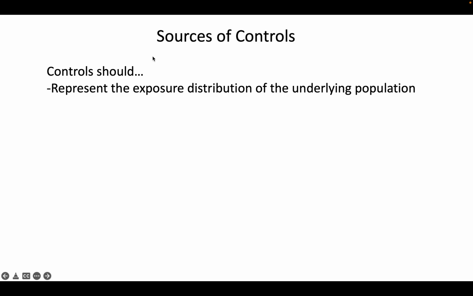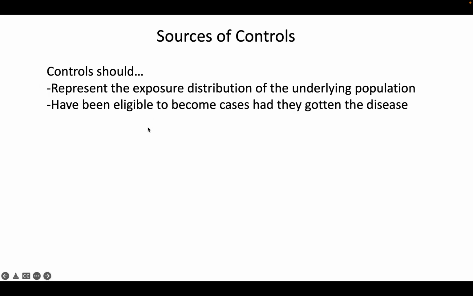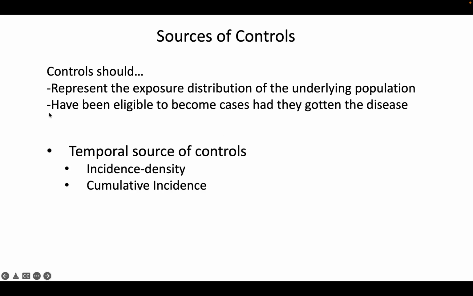The most difficult aspect of a case control study is deciding who your comparison group is, who your controls are going to be. I'm going to do a whole video on that, but just briefly, some qualities of a good control group are that they represent the exposure distribution in the underlying population, and they are eligible to have become cases if they had gotten the disease. Some ways that you can pick controls, one of the big ones is temporally, because we would like to be able to pick people who are at risk of getting the disease but didn't.